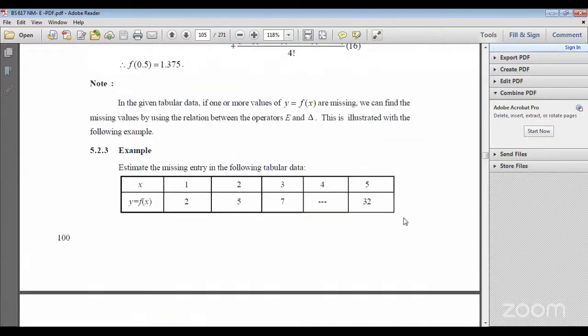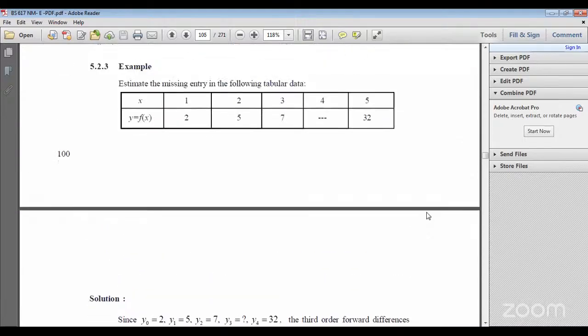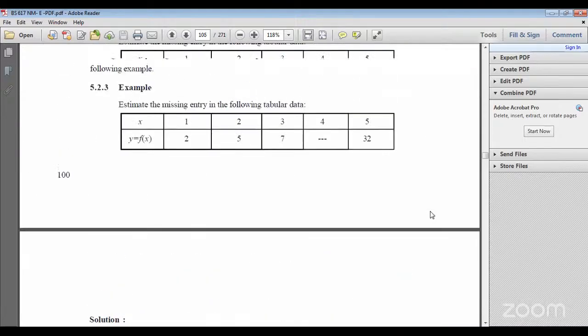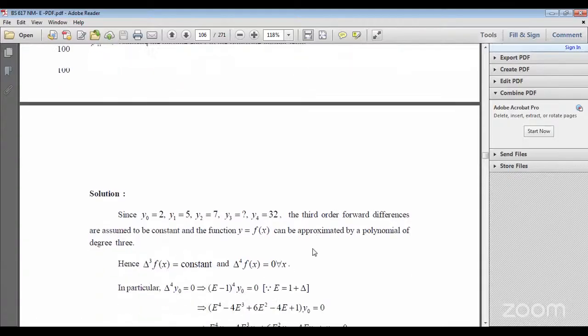So in the tabular data, given the data, if f of x values are missing, we can find these values. So they illustrated the following: 1, 2, 2, 5, 3, 7, 4, 5, 32. y0 is equal to 2, y1 is equal to 5, y3 is a value we don't know, y4 is 32. See here, y1 is equal to 5, y2, y3 we don't know, y4 32. y0 starting here the values.